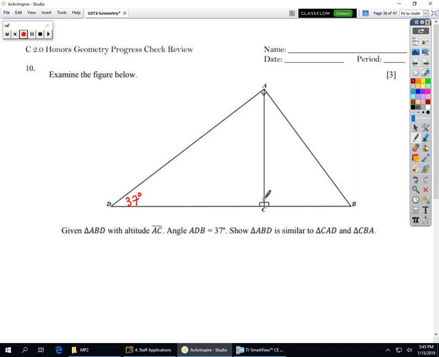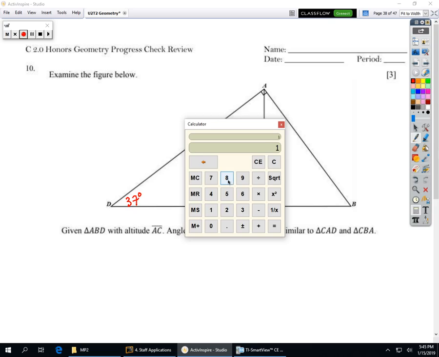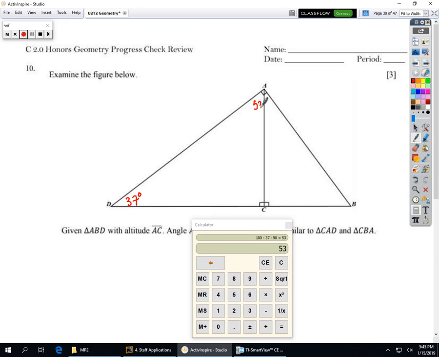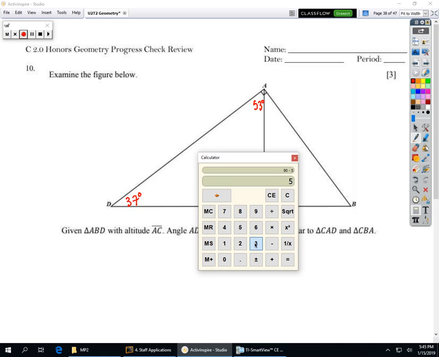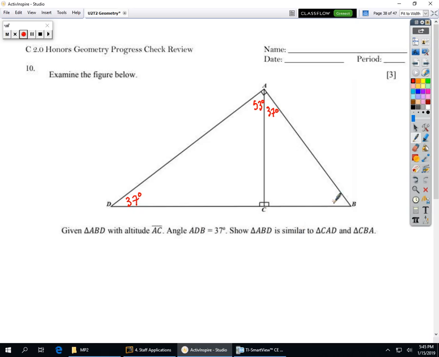So right now, here's something we can do. Let's figure out all the missing angles. That's 37, that's 90, then what does this have to be? Subtract: 180 minus 37 minus that 90, and it'll give me the little angle on top. That means this has to be 53. Well, if these two have to add to 90, what's 90 minus 53? That's 37. And then finally, this has to also be 53.